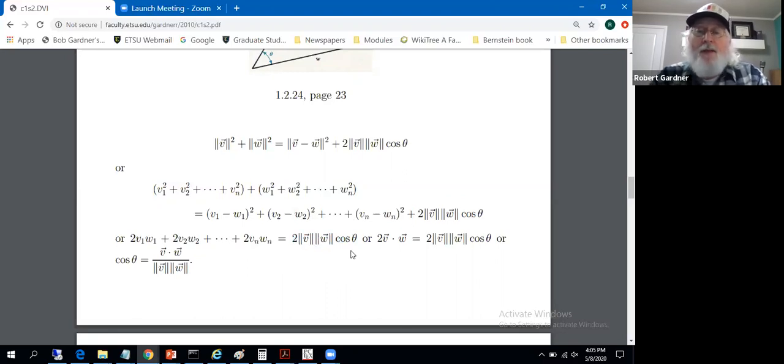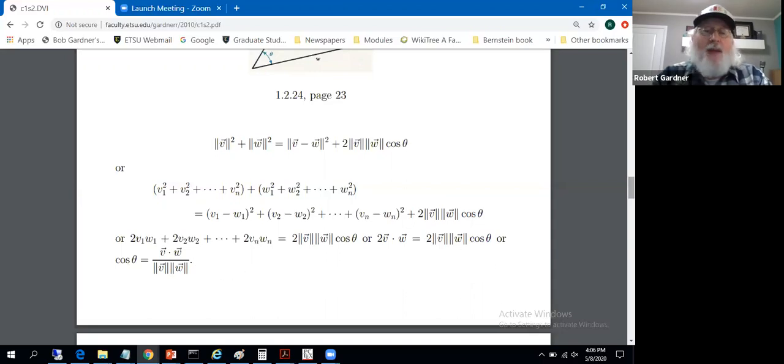And what we're going to do then is observe, hey, I factor the 2 out, we've got V1 times W1 plus V2 times W2 plus blah, blah, blah, V sub n times W sub n. That's a dot product. So we've got on the left-hand side twice the dot product of V and W, 2 times V dot W. Let's solve for cosine theta. The 2's cancel. Divide both sides then by norm of V, norm of W, and it produces this. So cosine of theta is V dot W divided by norm of V times norm of W.